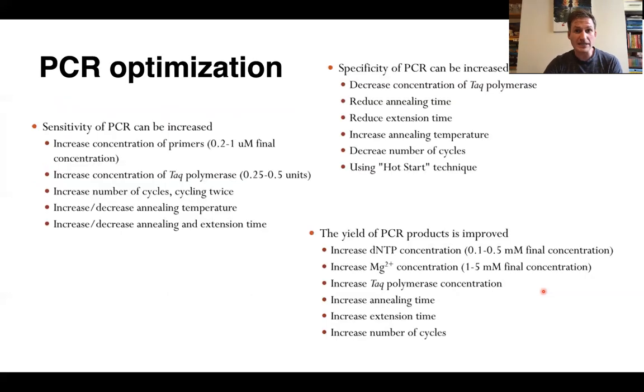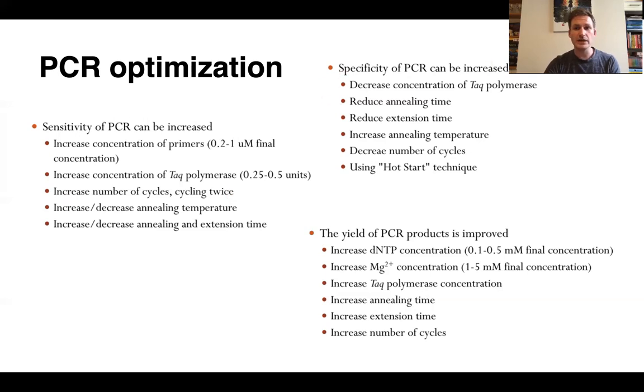You can optimize PCRs that go wrong through a number of ways. PCR sensitivity can be improved by, for example, increasing the concentration of primers, increasing the concentration of the polymerase, increasing or decreasing your temperatures at which you do the thermocycling process.